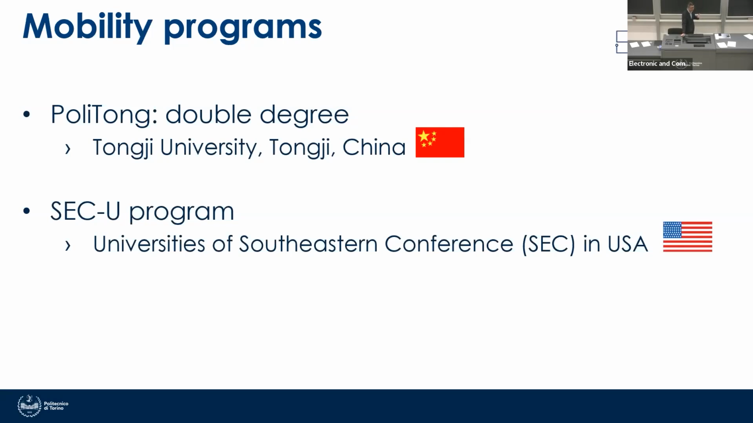One is a double degree, a more intense program that lasts 1 year. You spend 1 year in China, at Tongji University, and then you come back and you take two titles, the PoliTo degree and the Tongji University degree. The second program is just 1 semester in the US, in the Southeastern Conference. So it's a group of universities that you can select in the south of the USA.